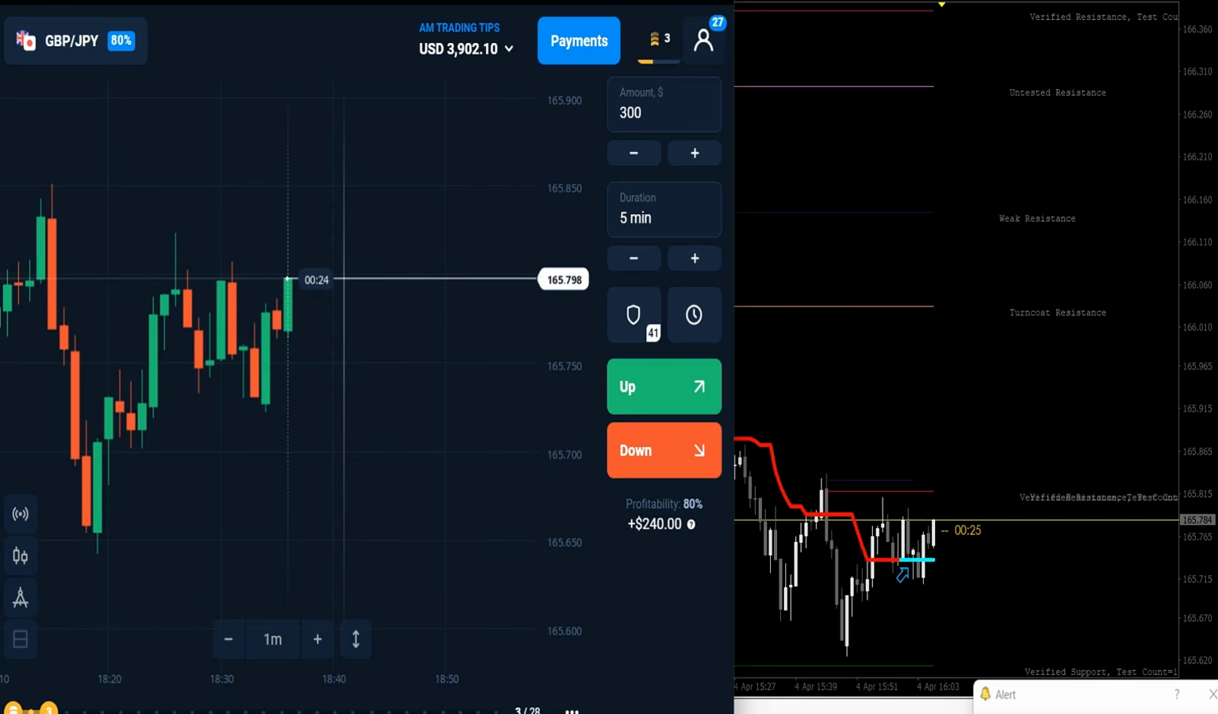So you've seen the results. No magic, just logic. By combining this arrow indicator with simple support and resistance rules, you stop guessing and start trading with confidence.